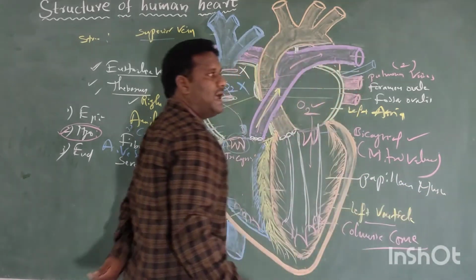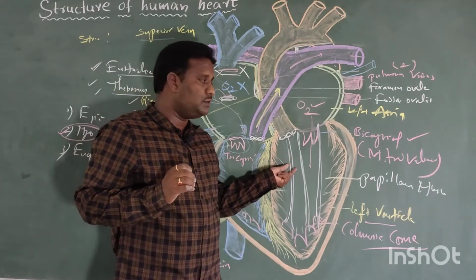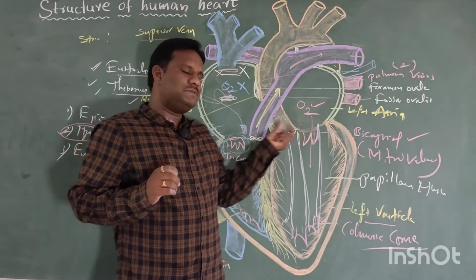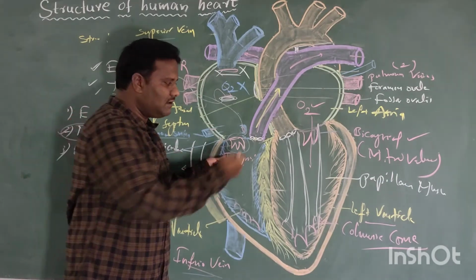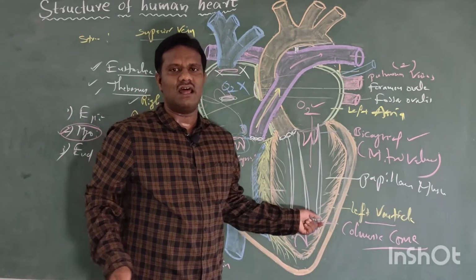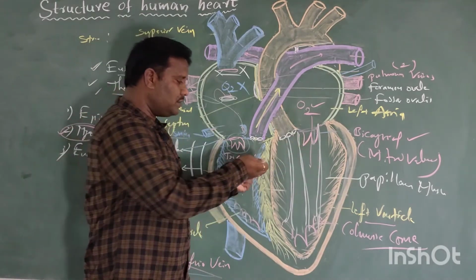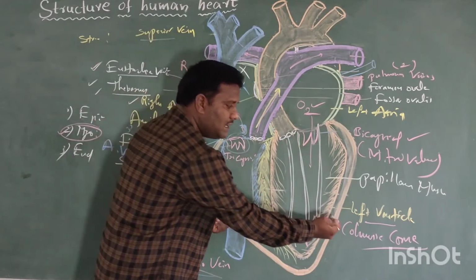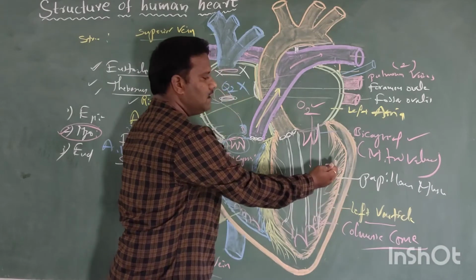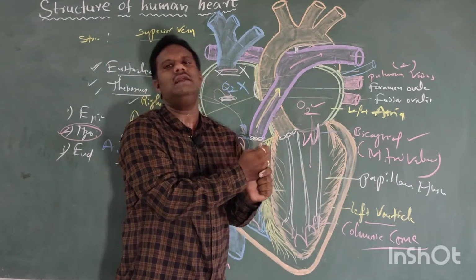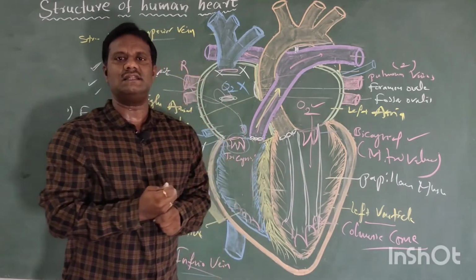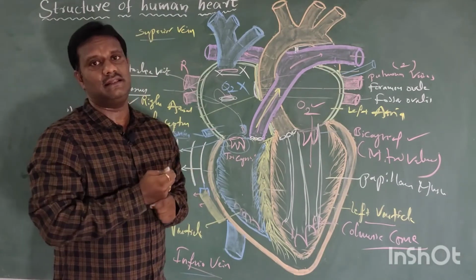So these papillary muscles are connecting to the bicuspid as well as tricuspid valves within the bottom level of the ventricle. These papillary muscles and the columnae carneae help with the contraction of the ventricle whenever the heart is working in that area.